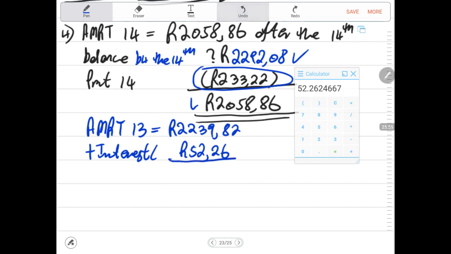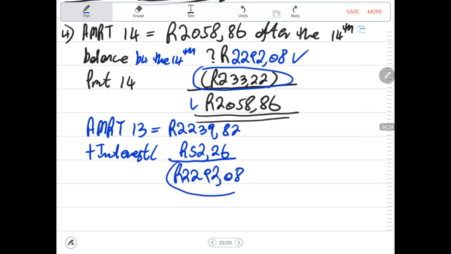How much is the balance? It will be 2,239.82 plus 52 rand 26 cents. Now how much do we get? We get 2,292 rand 8 cents. This is the balance before the 14th payment is made.